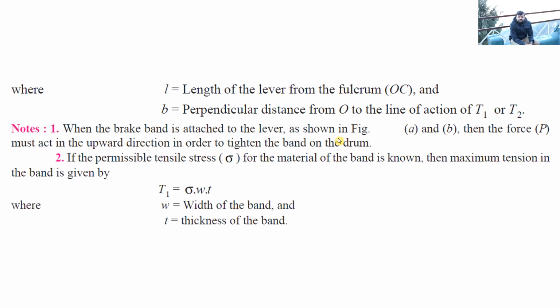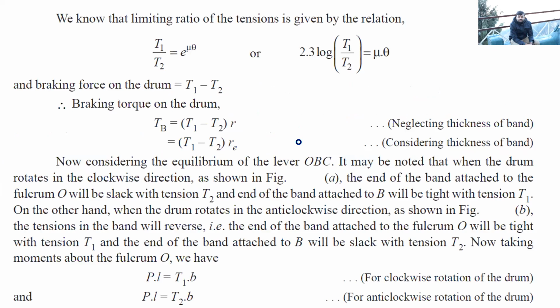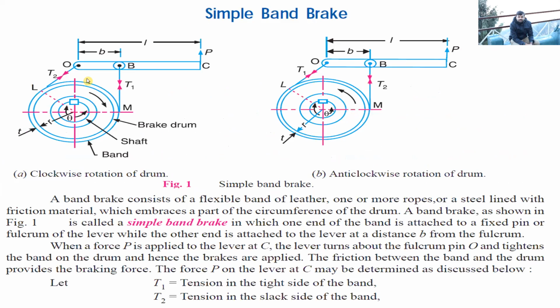So when the band brake is attached to the lever as shown in figure, then the force P must act in upward direction in order to tighten the band on the drum. All right. So this is how we can determine the amount of torque which is required in case of a simple band brake. Now let's go towards the differential band brake.